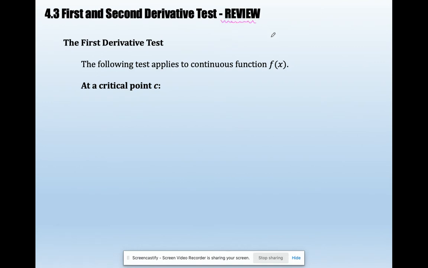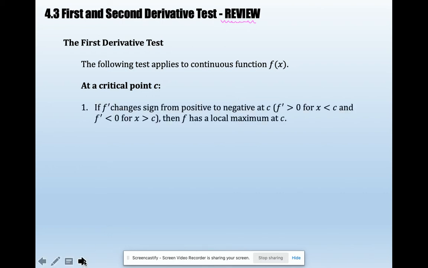That was the only new topic for today. Second derivative test for extrema. So let's do some review problems. Some review topics, right? The first derivative test for extrema.